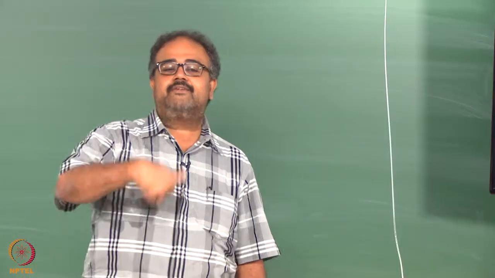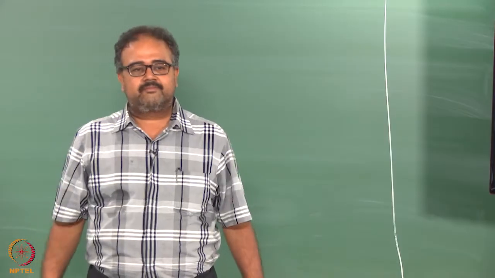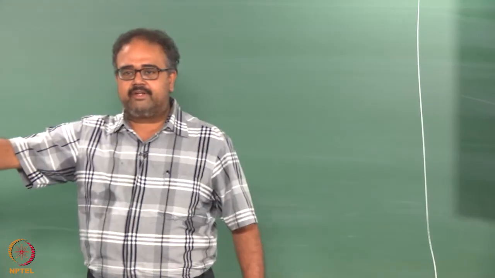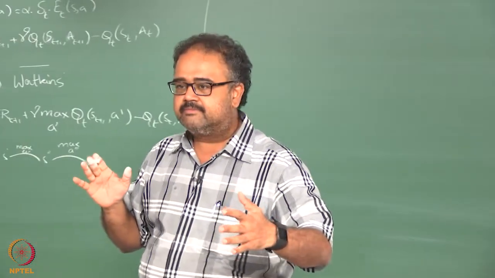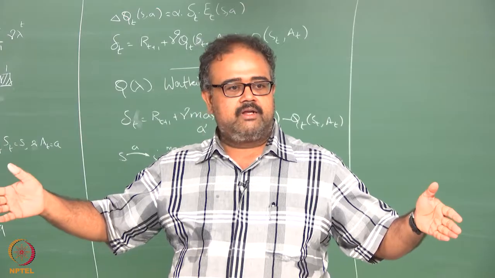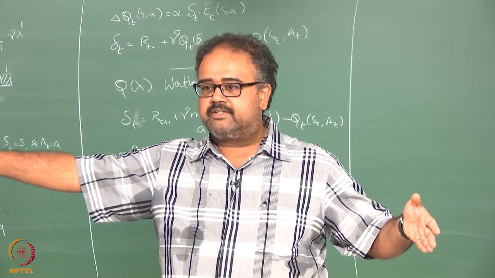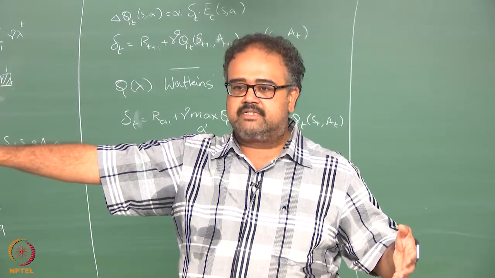If you try to write the forward view of Watkins's Q lambda, it turns out to be a very messy expression, because whenever you take an exploration, only until that point can you do the averaging. So now what we say is that we do an averaging over all possible n-step returns, and then all the weight is assigned to the last return.